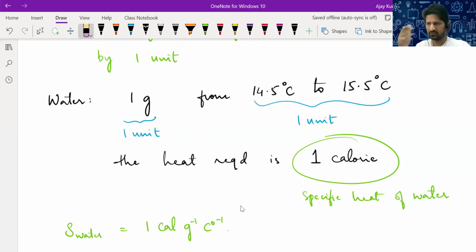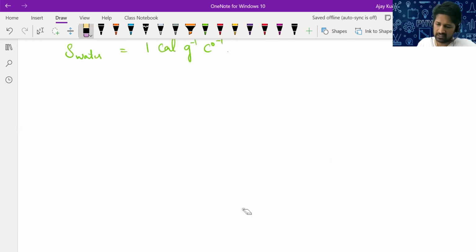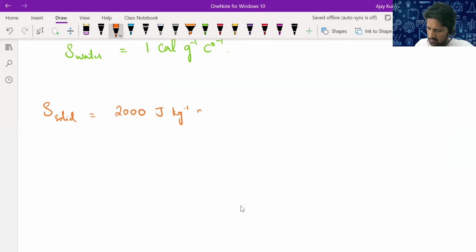Suppose specific heat of a material is given to you. Let's say specific heat of some solid is given to you as some 2000 joule per kg per Celsius degree. Then whether you are changing its temperature from 1 degree to 2 degree or 10 degree to 11 degree or 21 degrees to 22 degrees, any 1 unit change in temperature, you will assume the same heat is needed. But in reality, practically, it's not the same.